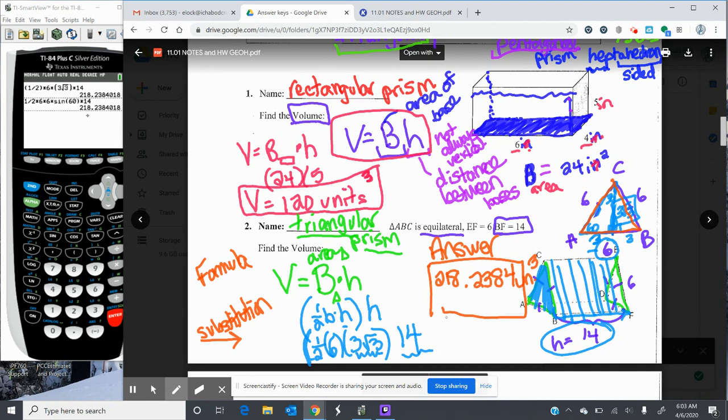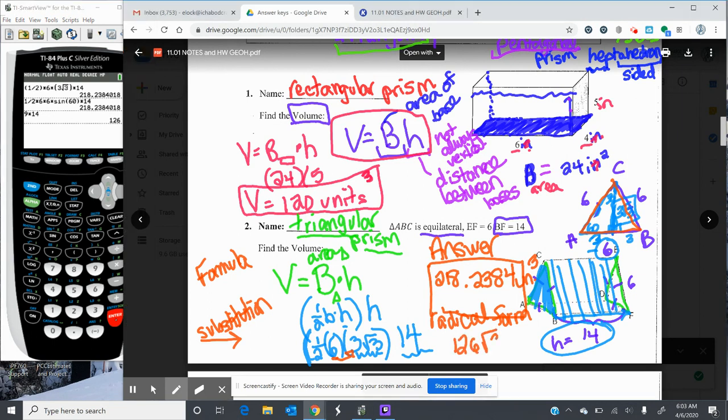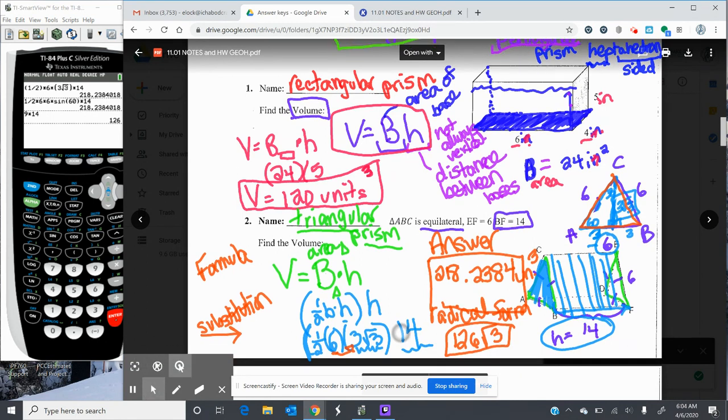Now, one other case is if we had to find this in radical form, that's when we would multiply through here. So a half of 6 is 3, gets multiplied by 3 is 9, and 9 times 14 would get us 126 square roots of 3. That's just another version of the answer if they wanted to get fancy on their multiple choice questions, but we're going to stick with either answer here. But for the most part, we're going to have a formula. You're going to make your substitutions, and then you're going to go right into the graphing calculator and find your final answer.